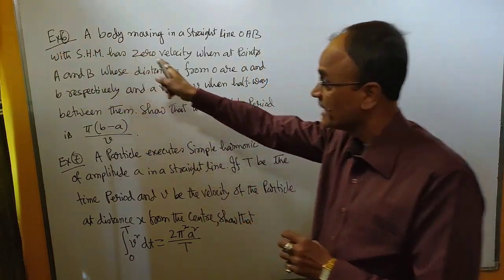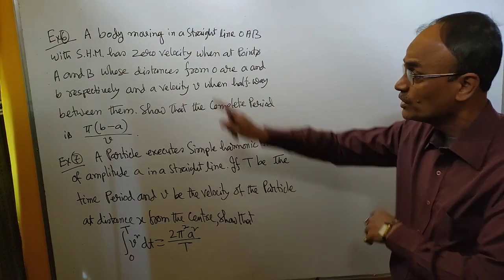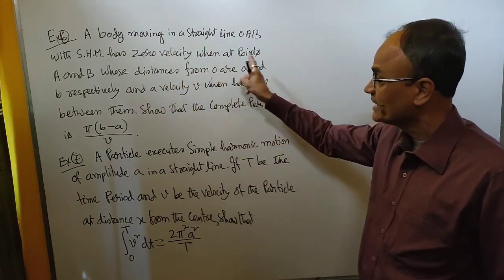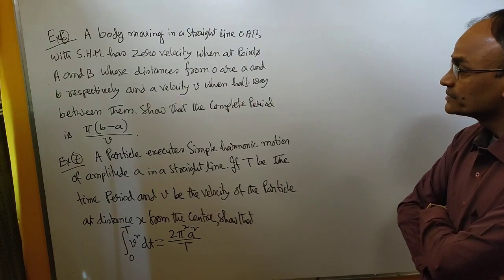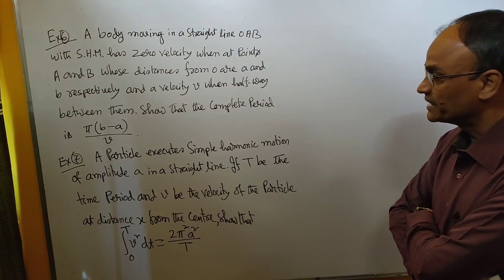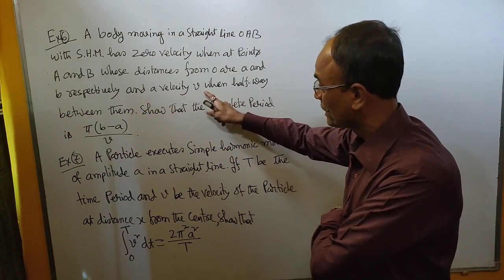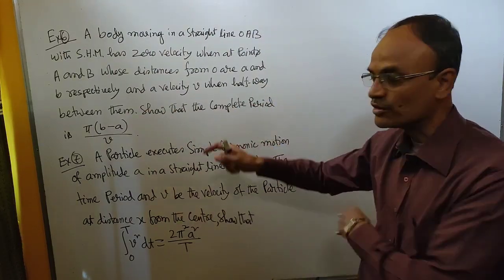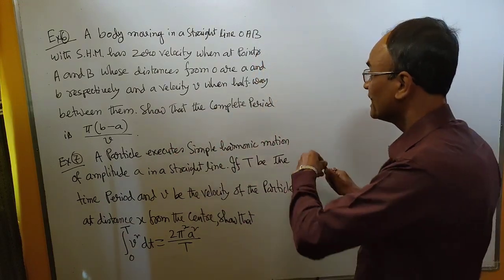5 questions. A body moving in a straight line, OAB, with simple harmonic motion has zero velocity when at points A and B, whose distances from O are a and b respectively, and a velocity V when halfway between them. So that the complete period is this. We have to find the time period of simple harmonic motion.